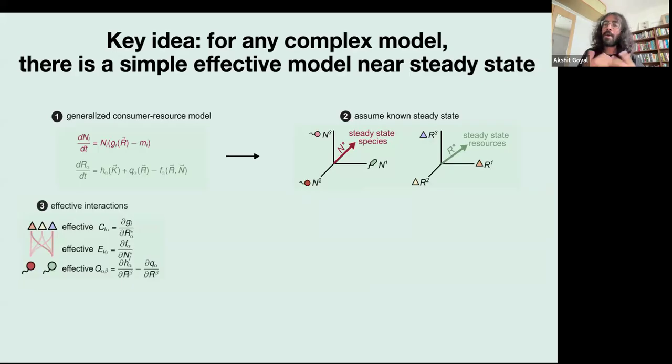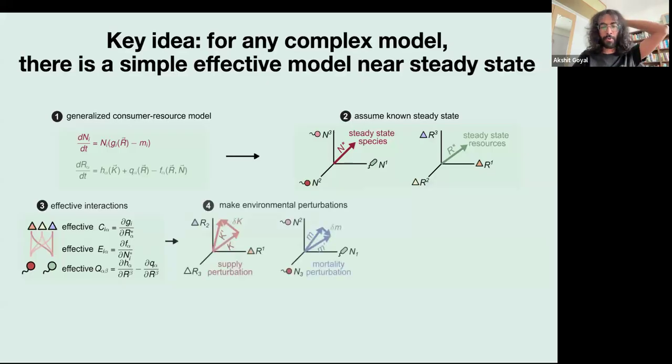will pop out a MacArthur consumer resource model with effective consumption and impact and species interaction matrices. And you can understand these effective matrices essentially as some calculus done on these arbitrary functions. Right? And of course, now you can take any function in principle that you define and calculate these effective interactions. I won't go through doing that for you because that's just boring math.